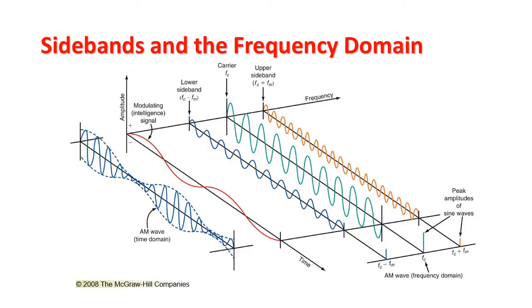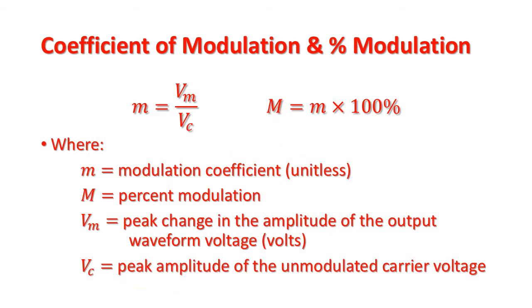This figure shows a three-dimensional plot of the AM wave along with its modulating signal, lower sideband, carrier, and upper sideband signals. One side of the figure shows the amplitude versus time plot of the signals, which is known as the time domain plot. The other side shows the amplitude versus frequency plot of the signals, which is known as the frequency domain plot. Coefficient of modulation is a term used to describe the amount of amplitude change, or modulation, present in an AM waveform.